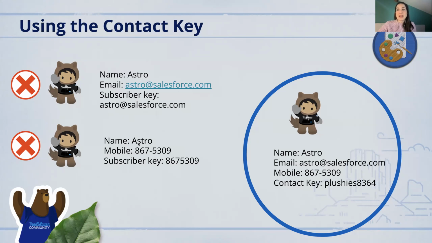Then Astro is also going to opt into mobile messages. He has a phone number, 867-5309, which when I say that out loud, some of you should start to sing a song in your head. Our subscriber key is going to be his mobile phone number without a dash in it. So that looks great at first. But yes, I see in the chat, some people have gotten it. So that looks good at first. But what ends up happening is we have two Astros here. And we can't see a 360-degree view of our Astro. His data is going to be very segmented.